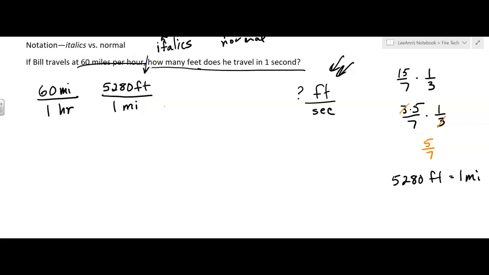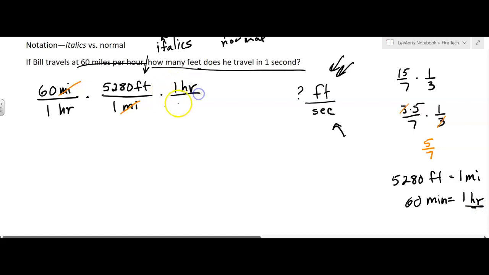Okay, so now I have the feet right where I want them. I want them in the numerator. What happens to the miles? Well, the miles cancel. Those units are out of there. So now I have feet per hour, if you look at what's left. But I don't want hours, I want seconds. So I have to think about seconds then. How can I get seconds down there? Well, I know that there are 60 minutes in an hour. Oops, minutes, not miles. 60 minutes in 1 hour. Okay, that gets rid of my hours if I put it in the right place. So I want hours in the numerator. 1 hour is 60 minutes. And now I can get the hours to cancel.